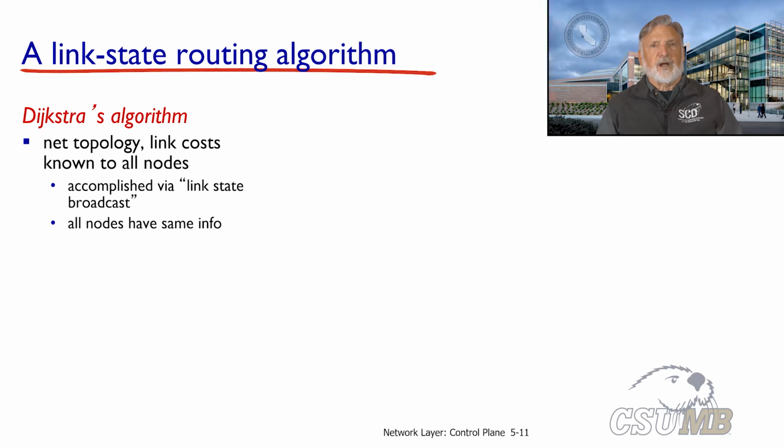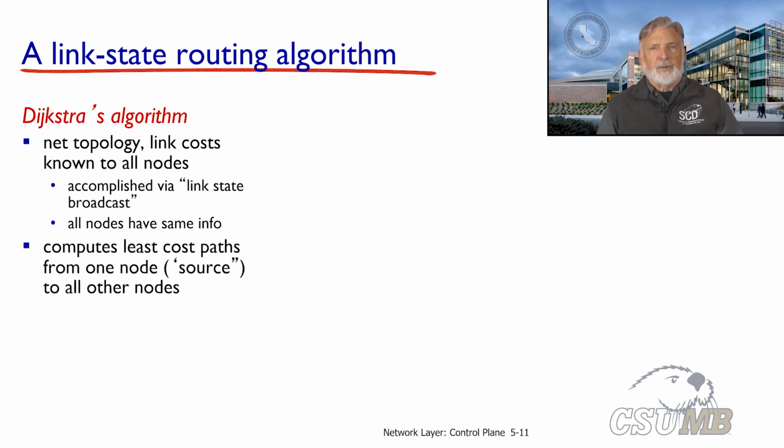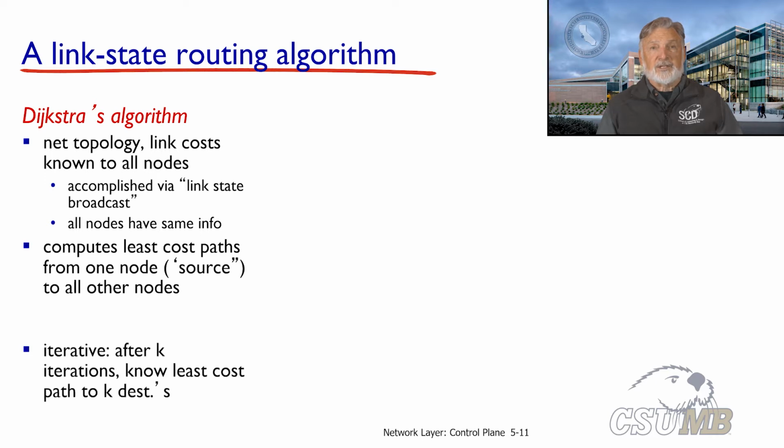Let's examine this algorithm. The algorithm finds the shortest or least cost path from a source node to all other nodes in the network. The algorithm runs k times to find the best path to k different destinations. Once the algorithm finishes, the forwarding table for that source node has been computed.